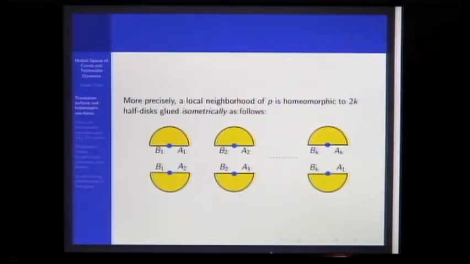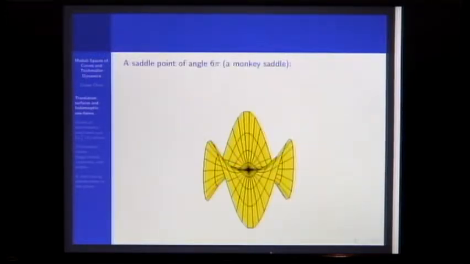So you can see the following example. This is a special case: 6 pi is 3 times 2 pi. So in this case, k equals 3, you have 6 half disks, that is 3 whole disks. If you glue them as I showed you in the previous slide, the global picture will be that. This center black point is the point P, and because we now use 6 half disks, the total angle is 6 pi. We call it a monkey saddle for a reason, because if you think about it, it looks like there are one, two, three branches, right?